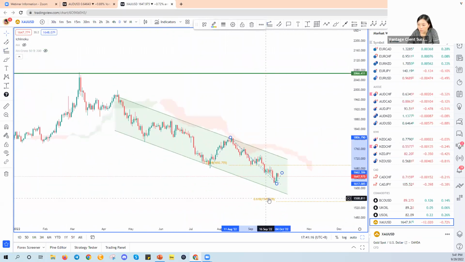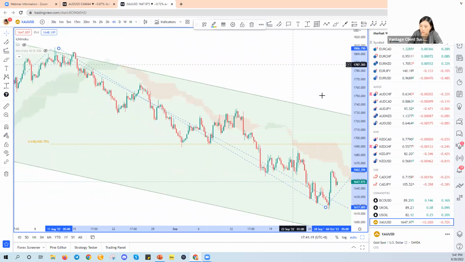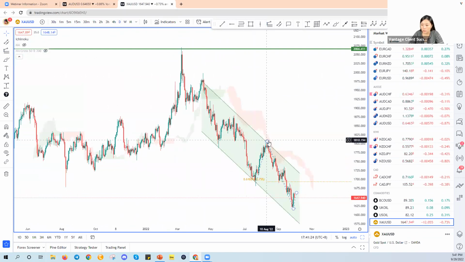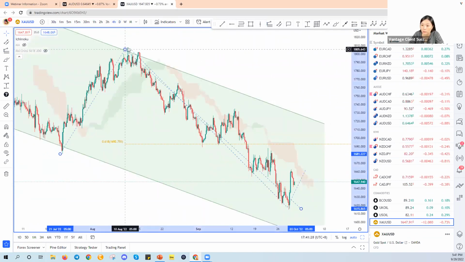To see how far it will go. Okay, then I zoom in, because on a bigger time frame, it always looks much neater. So that could work. It might be more accurate that way.